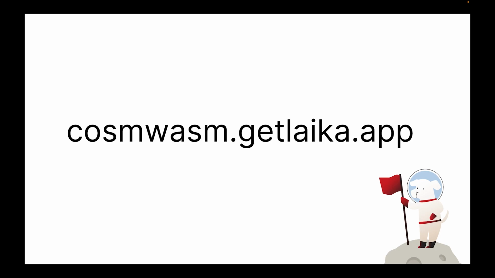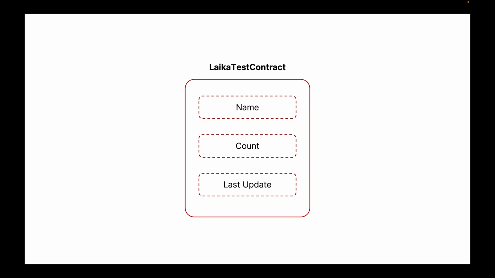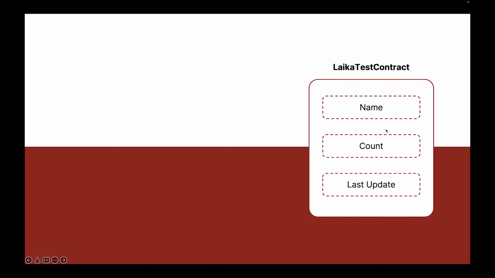But before we go to the demo, I just want to explain a little bit about the smart contract that I've used in this demo, which is the Laika test contract. The Laika test contract is simply a counter contract that I modified a little bit to make it more interesting. I put the state of name, count, and last update on this counter. Name specifies the name of this counter. Count specifies how many counts this counter keeps in the state, and last update is what time it was last updated.